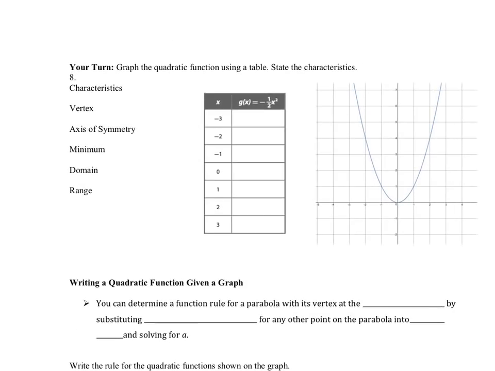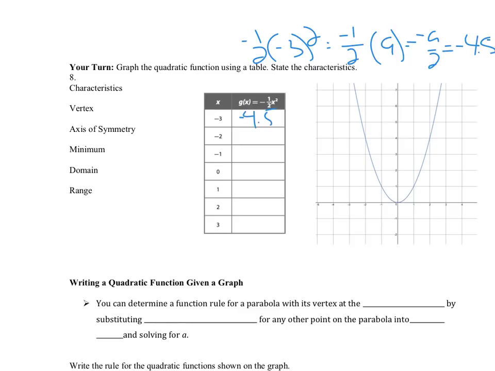All right, so your turn. Go ahead and substitute some values in. First one, we would go negative 1/2 times negative 3 squared, which would be negative 1/2. Negative 3 squared, we already saw, is 9. And so that gives us negative 9 over 2, which is negative 4.5 for graphing purposes. So negative 3, negative 4.5 is going to be a little off the chart here. So I'll estimate it to be right around there.